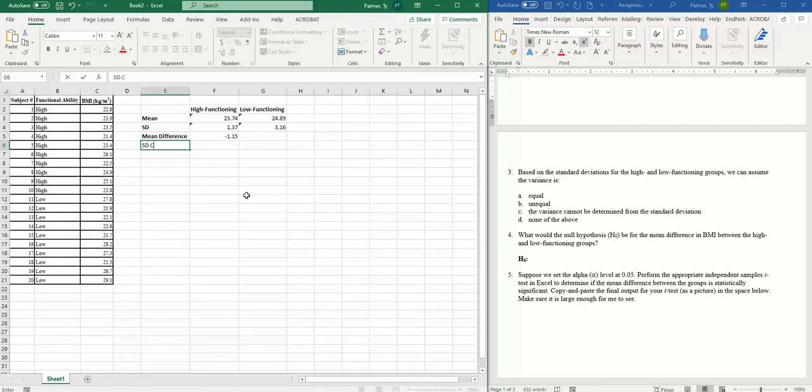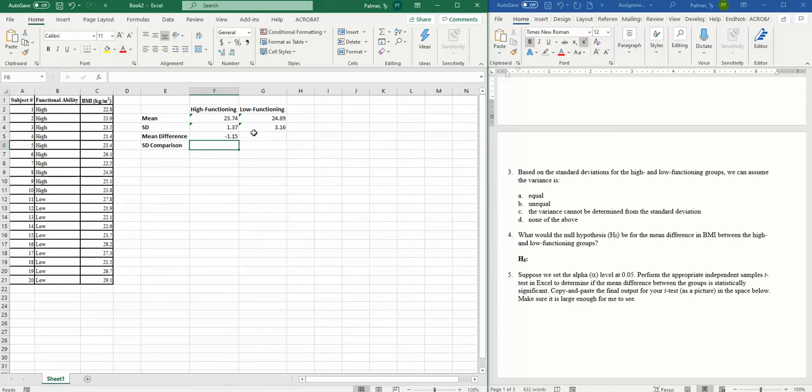I'm going to call this standard deviation comparison, because that's essentially what we're doing here. We're going to be comparing the standard deviations between the two groups. It talks about this in the PowerPoint. What we're going to do is take the higher standard deviation of the two groups. If you take a look at our two groups in this example, which group has the higher standard deviation, the high functioning group or the low functioning group?